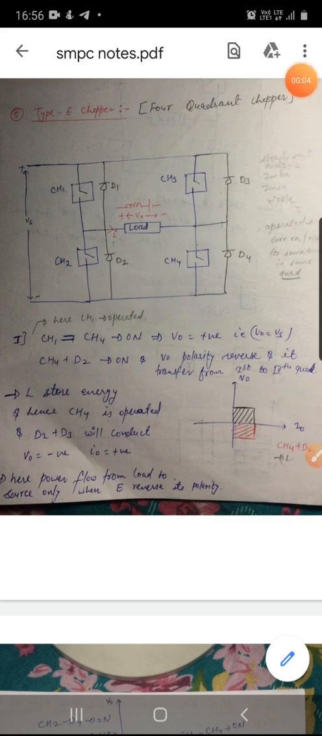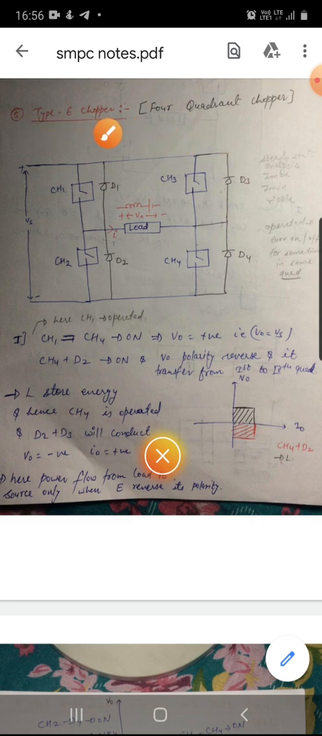Hello everyone. Today we will study type E chopper. It is a four quadrant chopper. Till now we had studied type A, type B, type C, type D chopper. All the four quadrant operations can be provided by only a single type E chopper.